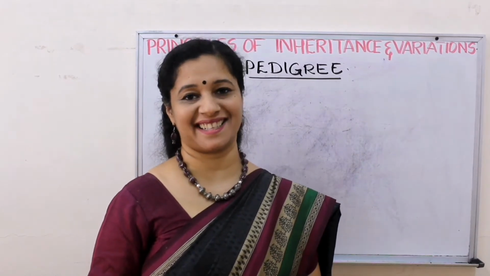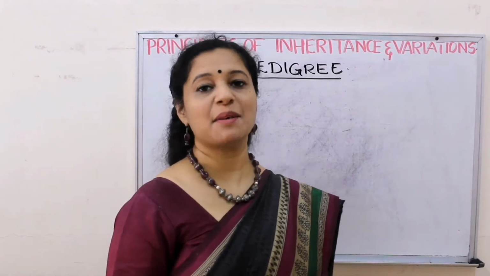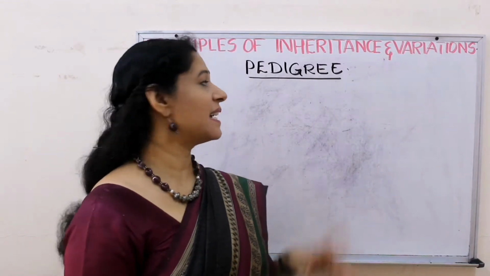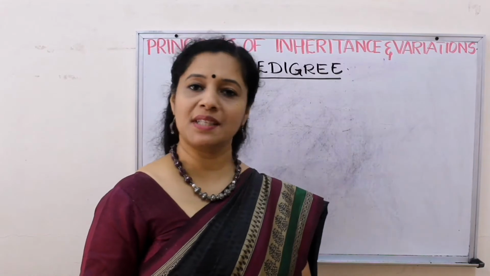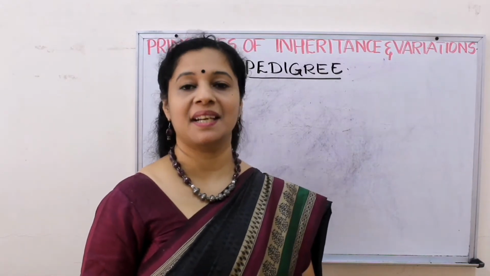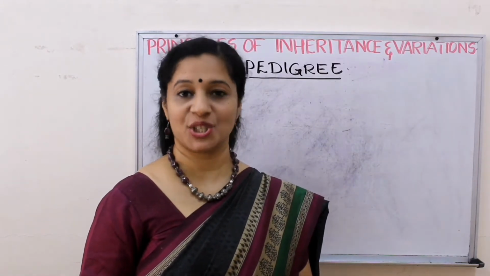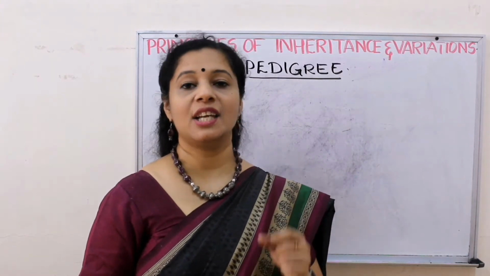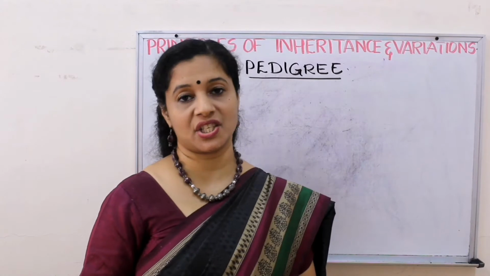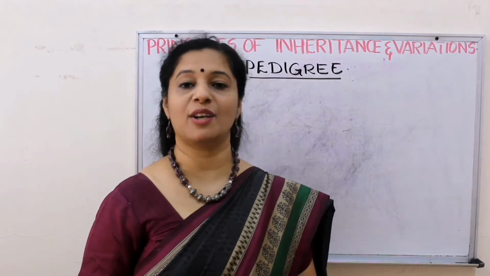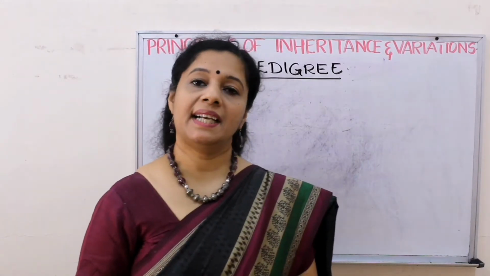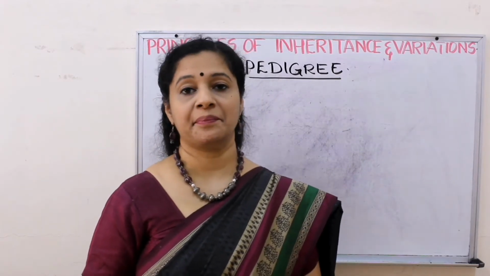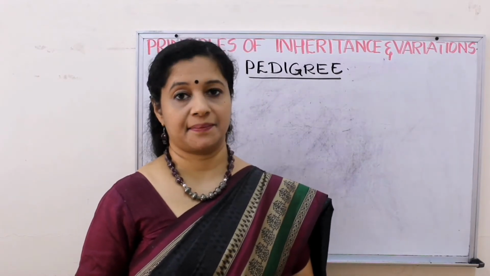I am Soumya Harikrishna. We are learning the chapter Principles of Inheritance and Variation, and our today's topic is pedigree. What is meant by pedigree? Pedigree is a chart showing the inheritance of a particular trait in two or more ancestral generations of an individual or a domesticated animal. So when we are representing a family tree to represent a pedigree, we use certain symbols.